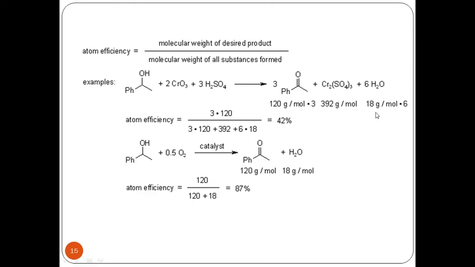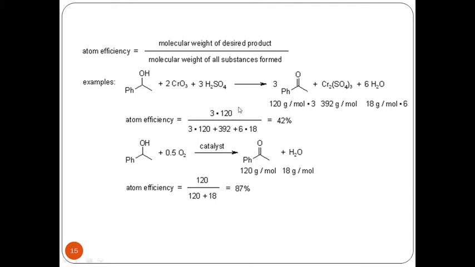Now we also know that this chromium sulfate and water are byproducts. They are not my desired products, but somehow they have been formed. So they have to be considered in this formula because the formula says molecular weight of all the substances formed. So when we complete this mathematical equation, we see that 3 into 120 divided by 3 into 120 plus 392 plus 6 into 18 is 42% atom efficiency. This is when I am making use of chromium oxide and H2SO4.